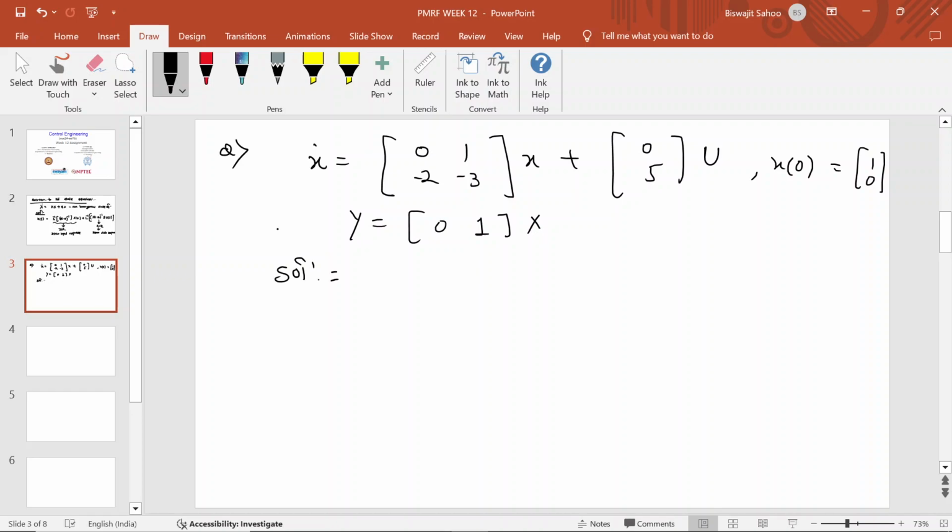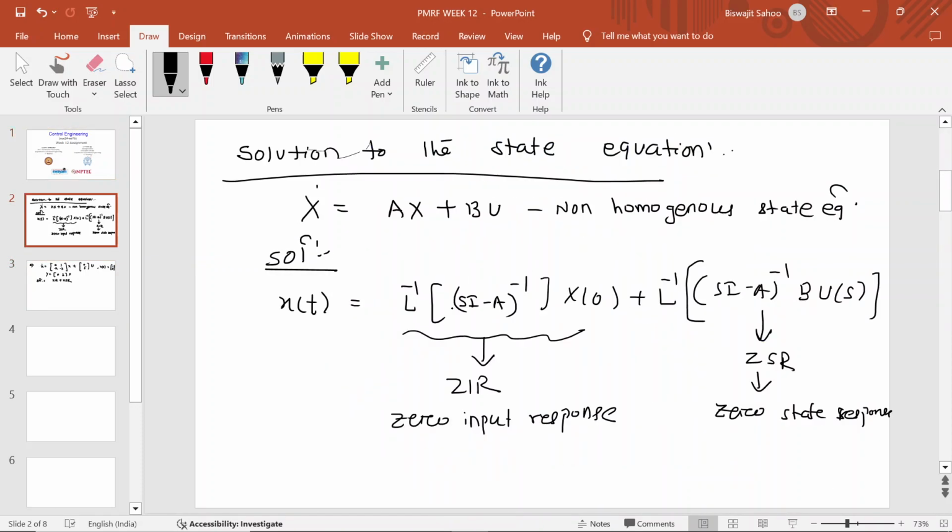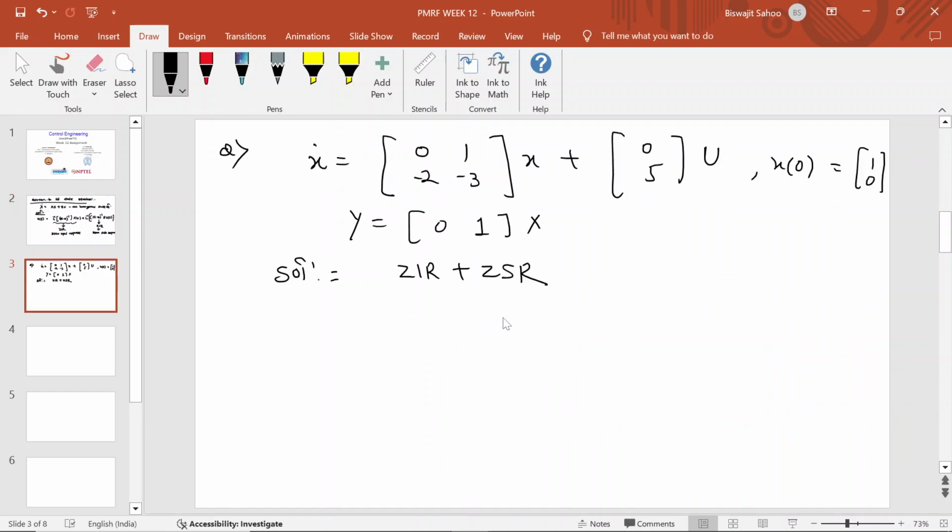The solution is basically your ZIR plus ZSR. ZIR is the zero input response when input is 0, and the second part is the zero state response when the initial condition is 0. I discussed in the last class what ZIR and ZSR are. So first you have to find the ZIR and ZSR. ZIR is L inverse of (sI minus A) inverse x of 0. First we have to find (sI minus A) inverse and take the inverse Laplace transform of that.